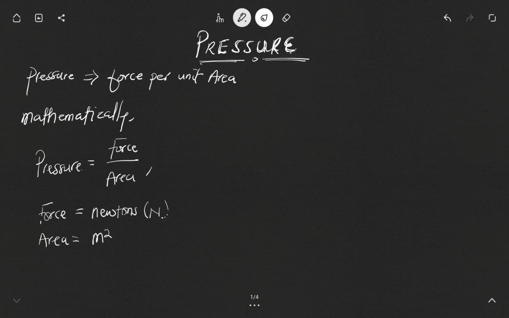So what this means is that when we are given a question and we have to calculate the pressure, we need to make sure that the force is in newtons, okay, and then the area is in meters squared. It is very, very important.